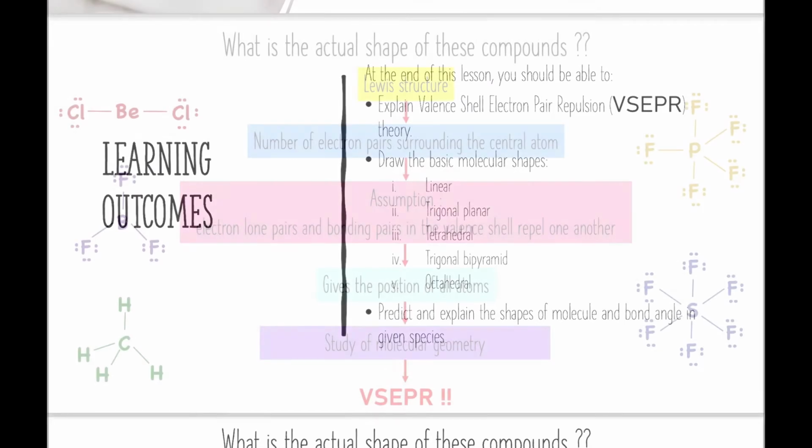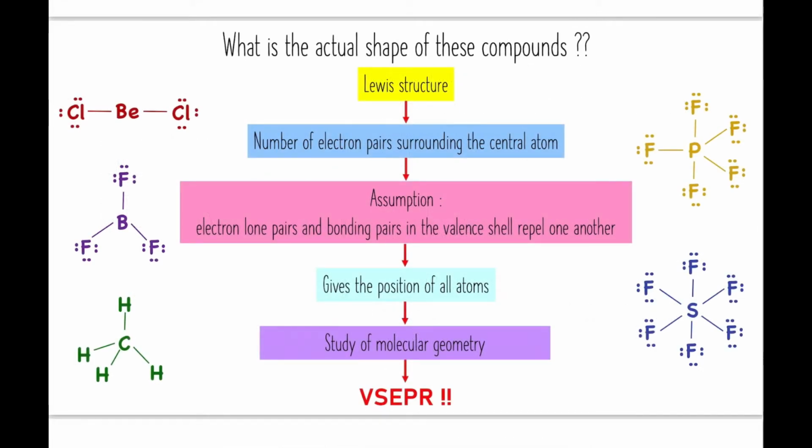Previously, we already learned how to draw Lewis structure. Based on the Lewis structure, you can count the number of electron pairs surrounding the central atom, with the assumption that electron lone pairs and bonding pairs in the valence shell repel one another. This will give the position of all atoms, therefore it will give you the idea on the molecular geometry of the compounds. This is called valence shell electron pair repulsion theory.